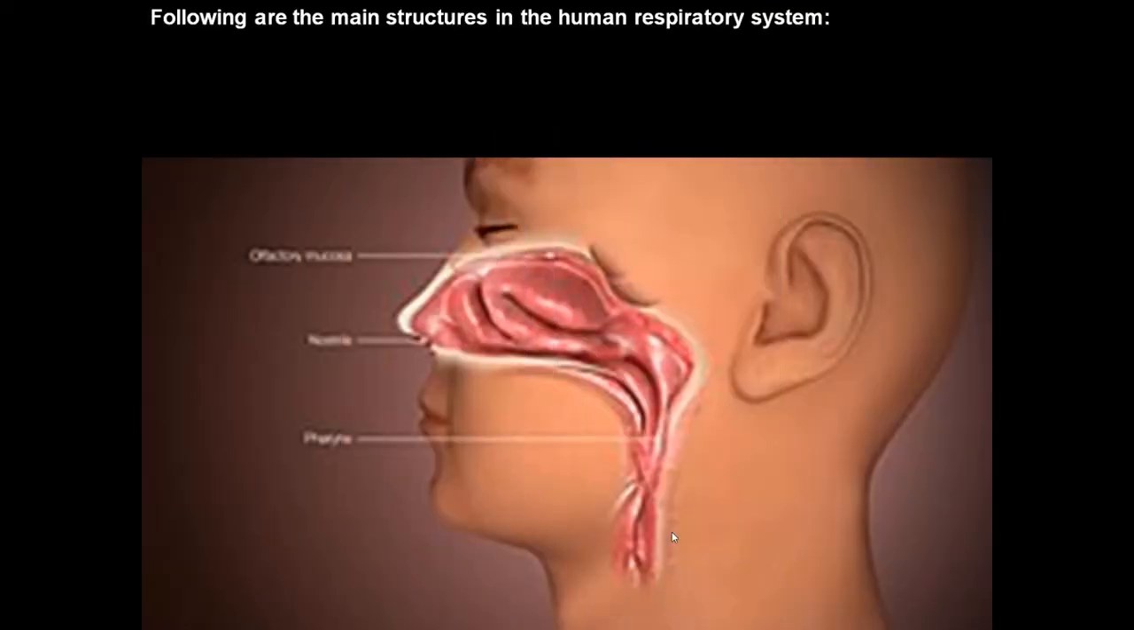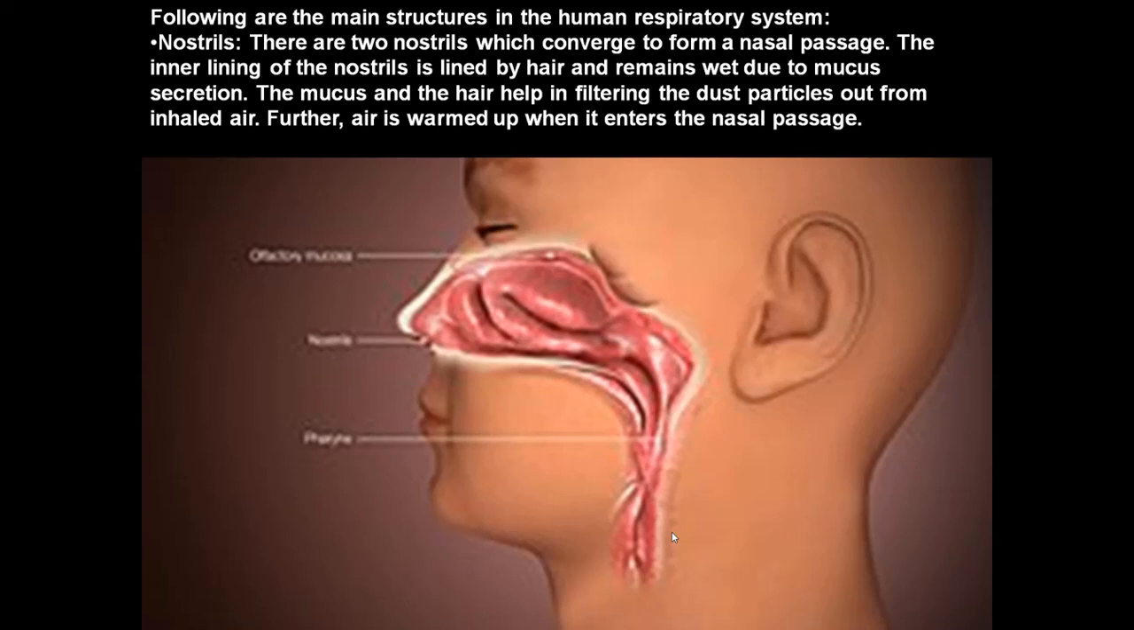Let us learn one by one. Following are the main structures in the human respiratory system. The first one is the nostrils, which are present in the nose. As you can touch and feel, there are two nostrils which converge to form a nasal passage. The two nostrils converge and give a nasal passage.